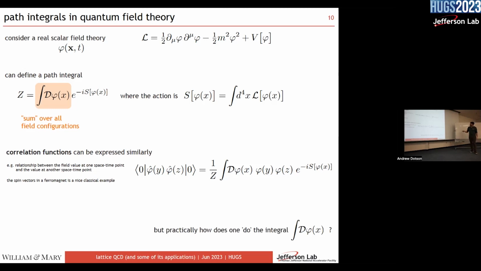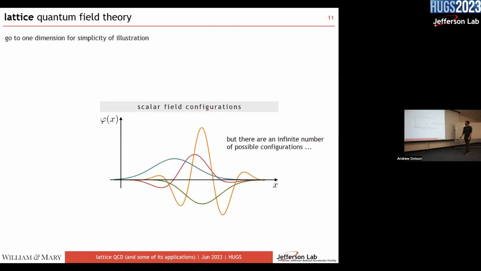Of course, the problem is, you know, I can come along and write this scripty D thing here, but it apparently means nothing other than saying sum over all configurations. Well, you sit down and think, how on earth am I going to sum over all configurations? And obviously, that's not easy to do.